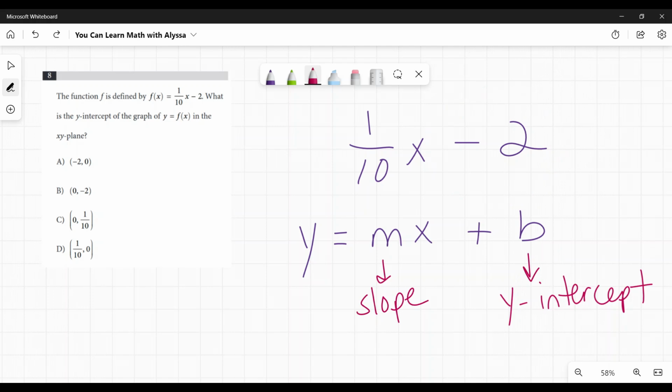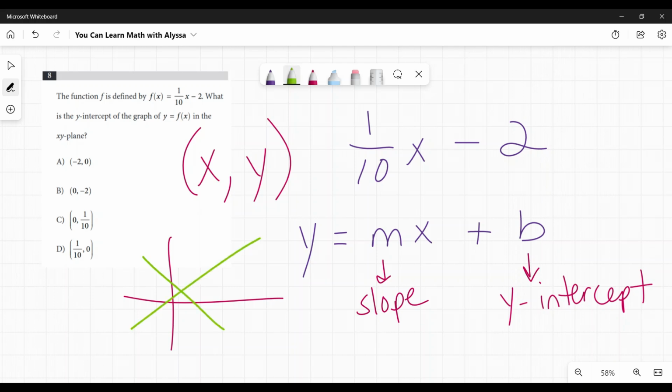Now, the other thing they want you to know, because if you look over here, they're putting the answers in ordered pairs where there is an x and a y. So you need to know when you're writing an ordered pair, which comes first, the x or y. X always comes first. It's in alphabetical order. And if you have a y-intercept, it's where it would cross the y-axis, and anywhere on the y-axis, x is equal to 0.